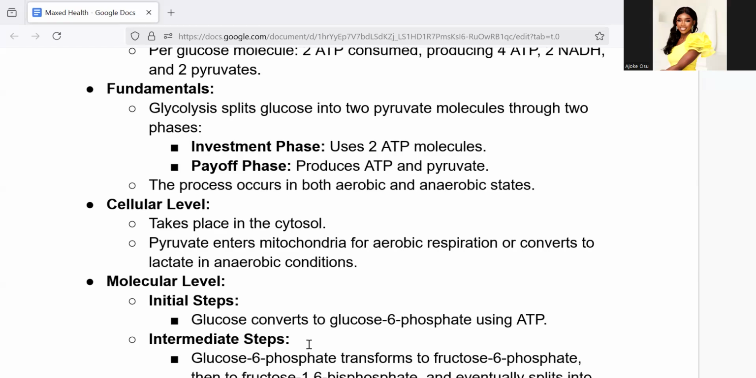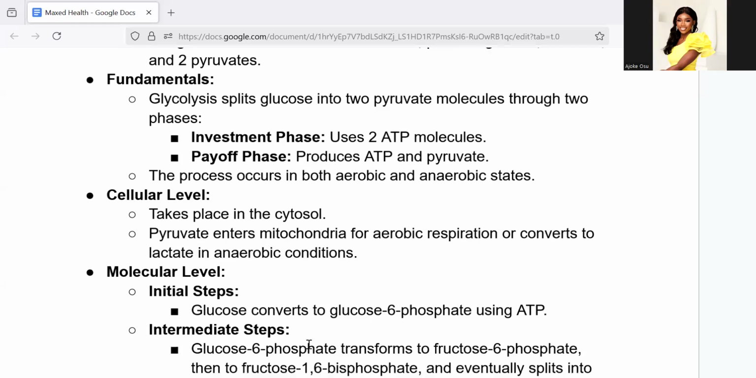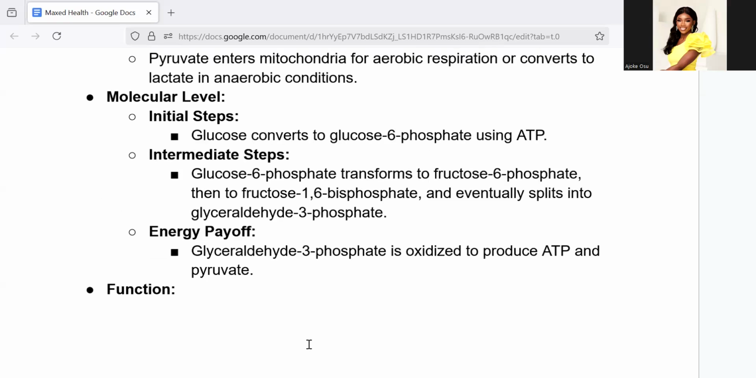Glucose is a hexose sugar, meaning it is a monosaccharide with 6 carbon atoms and 6 oxygen atoms. So that's why it's hexose. Hexose stands for 6. The first carbon has an attached aldehyde group, and then the other 5 carbons have one hydroxyl group each.